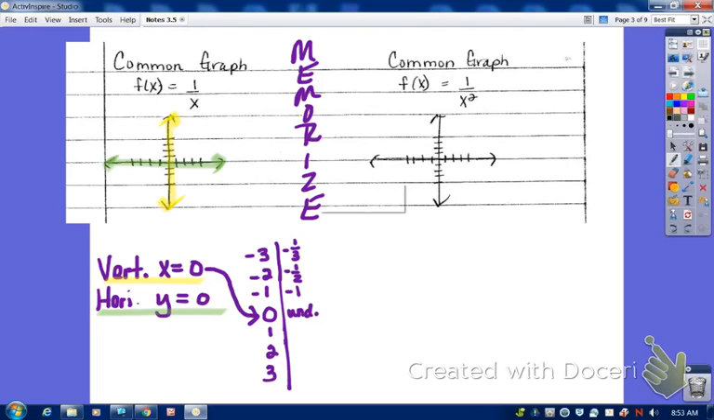When x is 1, y is 1. When x is 2, y is 1/2. When x is 3, y is 1/3. Anybody got a question about my t-chart, where I'm getting those numbers? Your x's are going to come from left and right of your vertical asymptote values. Alright, so let's sketch this in.